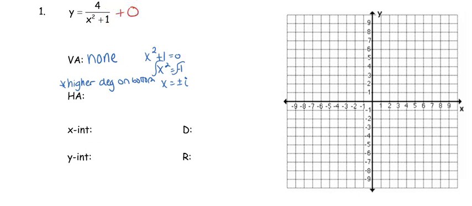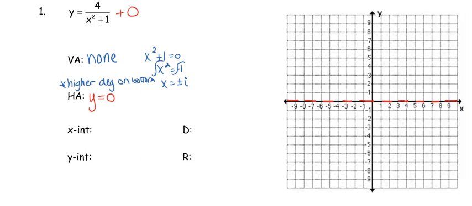There is no number being added on the outside, so your horizontal asymptote is y equals 0. Let's go ahead and go to our graph. Horizontal asymptote, y equals 0. And don't forget, when we're drawing our asymptotes, we have a dashed line because it's an imaginary line that our graph is approaching.